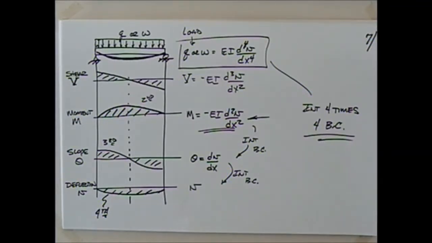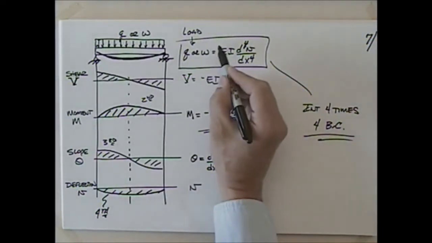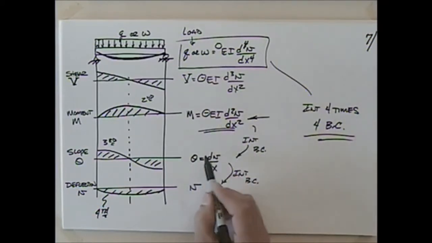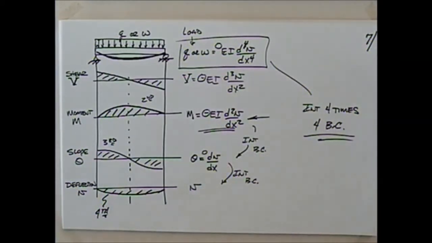Now, the one thing to be careful of is your author has different signage on this. They have a negative sign on this, a positive sign on that, a positive sign on that, and a negative sign on that, because they've taken different conventions as positive and negative.